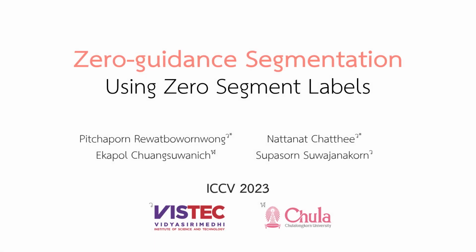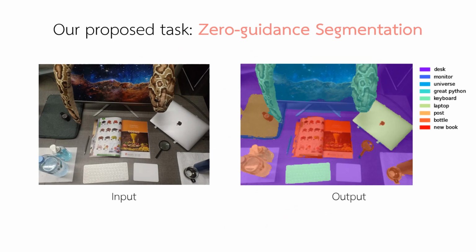Zero guidance segmentation using zero segment labels. This paper proposes a new task called zero guidance segmentation, and the first method to solve it. The goal of this task is to segment every object in an input image and label each object in natural language.